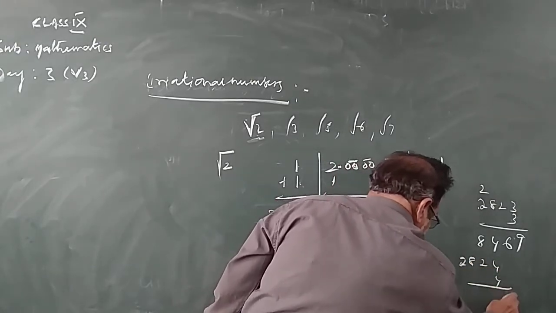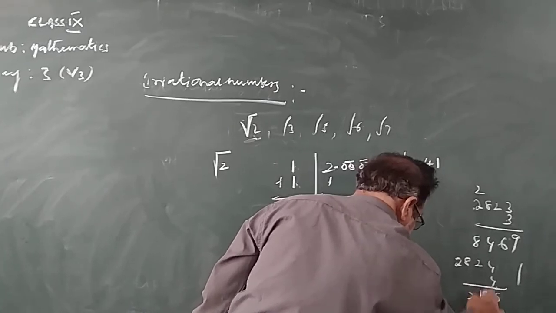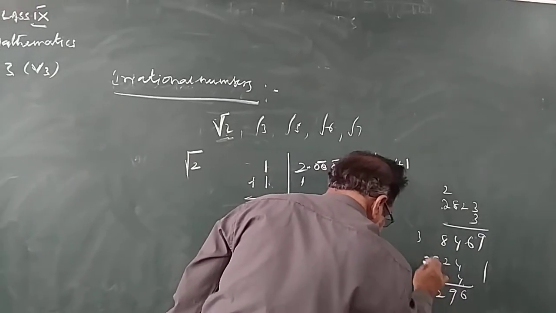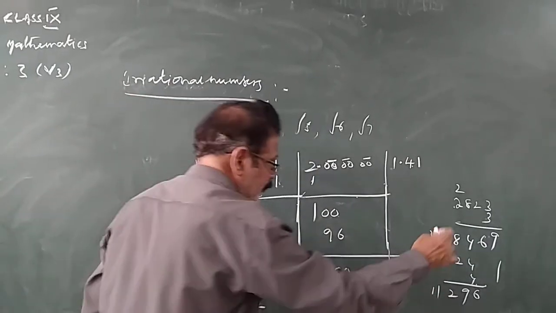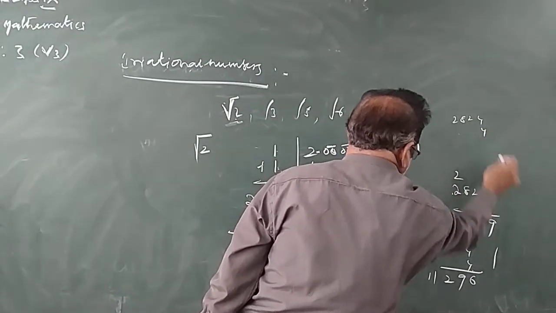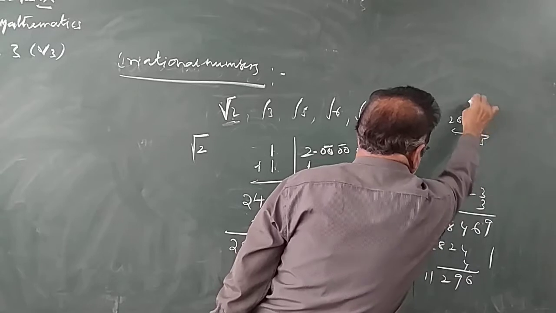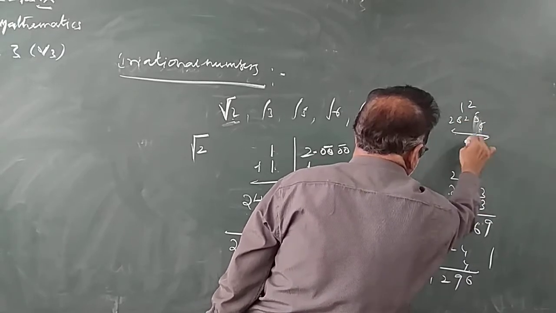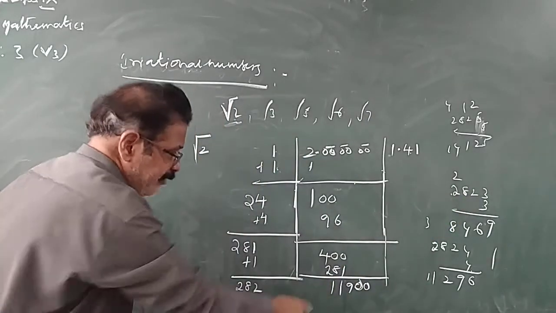Multiply with 4 only. 4 2 is 8, 4 8 is 32, 4 2 is 8, 11,296. Beside 282, write 5 and multiply with 5. 5 2 is 10, 5 8 is 40, 14,125. Here is what?